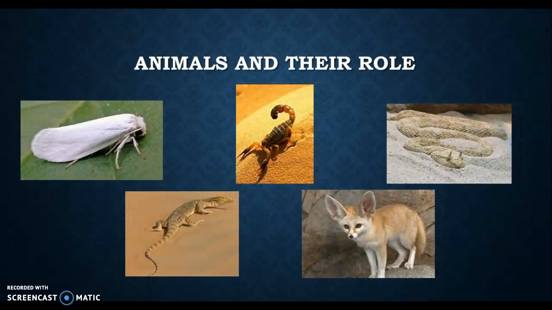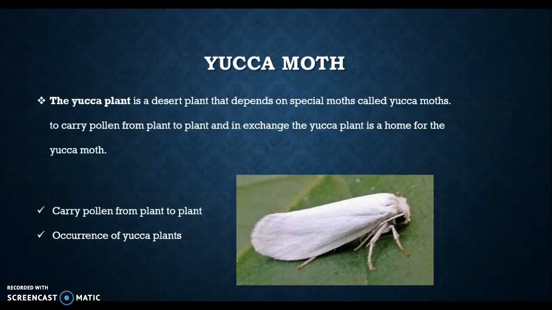Animals and their role. The yucca moth. So the yucca moth carries pollen from plant to plant for the yucca plant. In exchange for carrying the pollen, the yucca plant is a home for the yucca moth. So it carries pollen from plant to plant, and its habitat is only where yucca plants are.